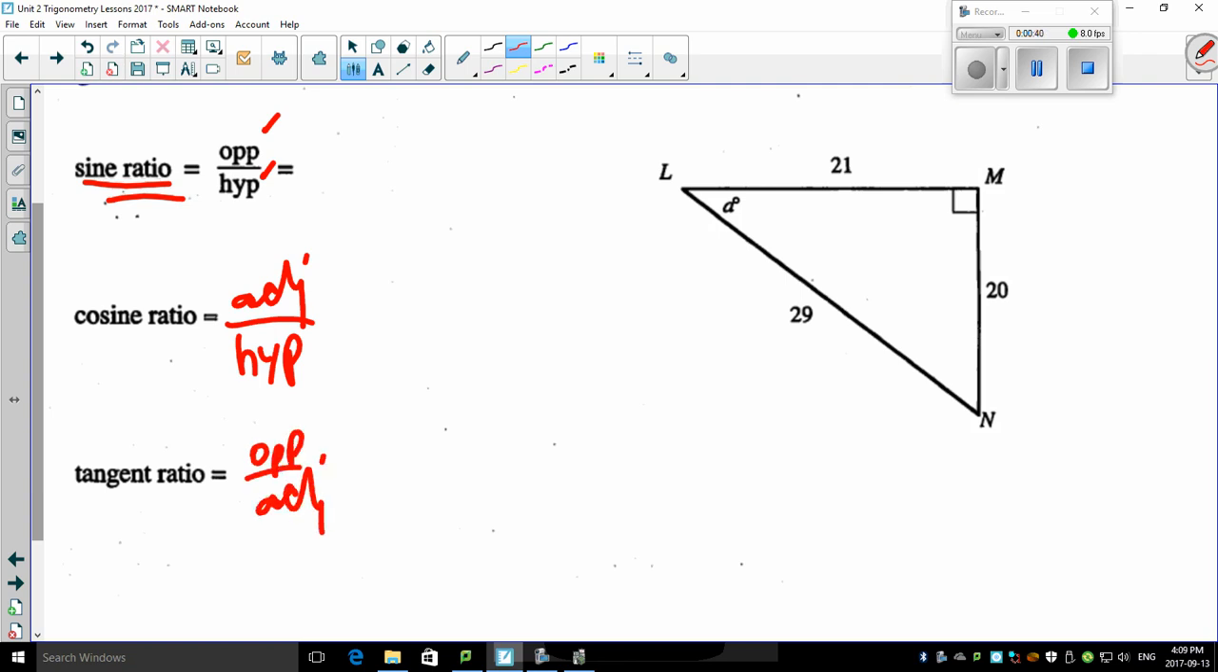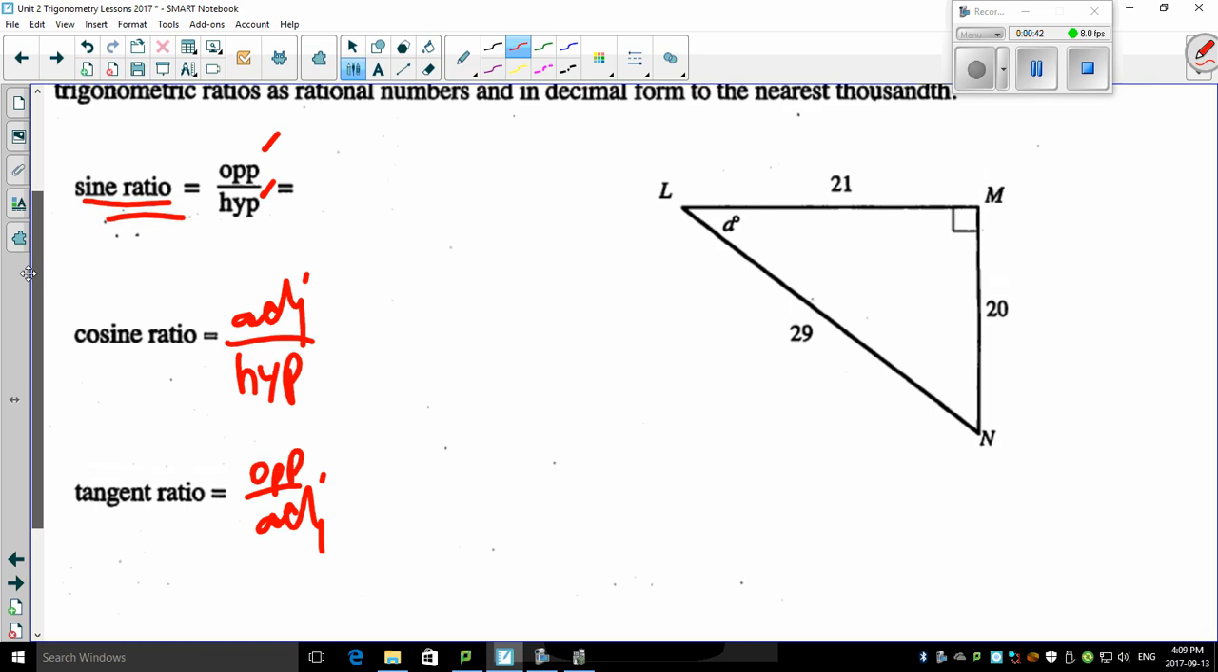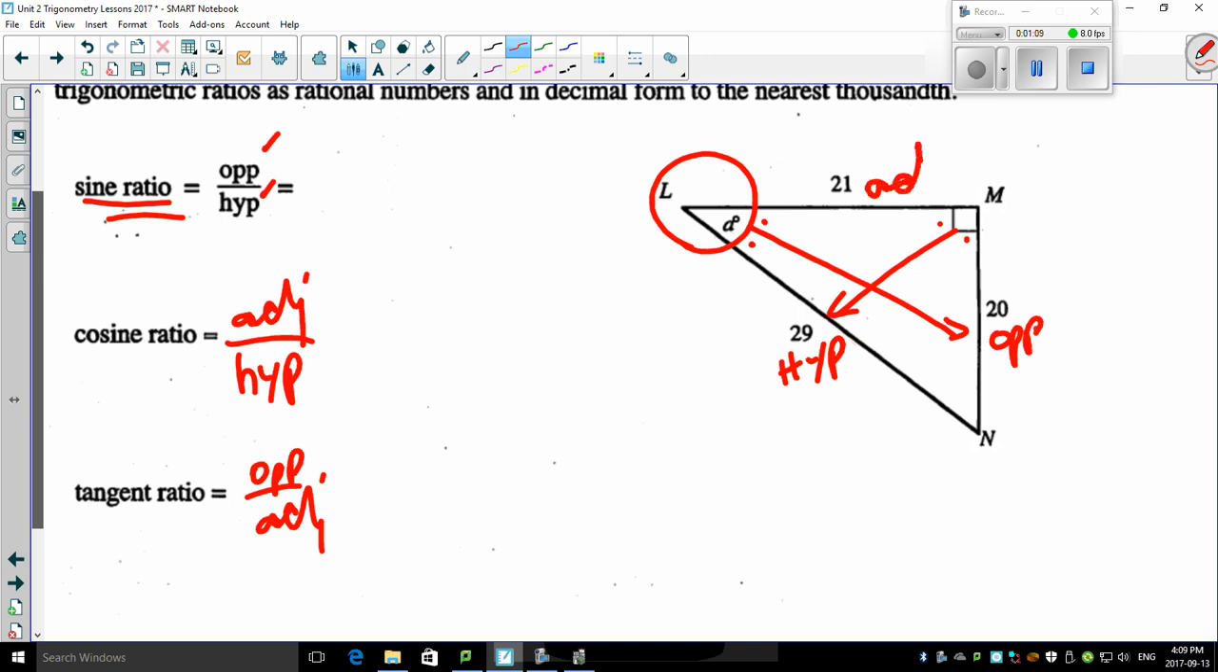And I gave you a nice little triangle here to the right, and it asks you, based on this angle right here, just give me the ratio. It's not asking you what the angle is. It just wants the ratio. And look what I did immediately. I circled my reference angle, and there is my hypotenuse. Right off the bat, my reference angle stares at the opposite, and right beside it is the adjacent.